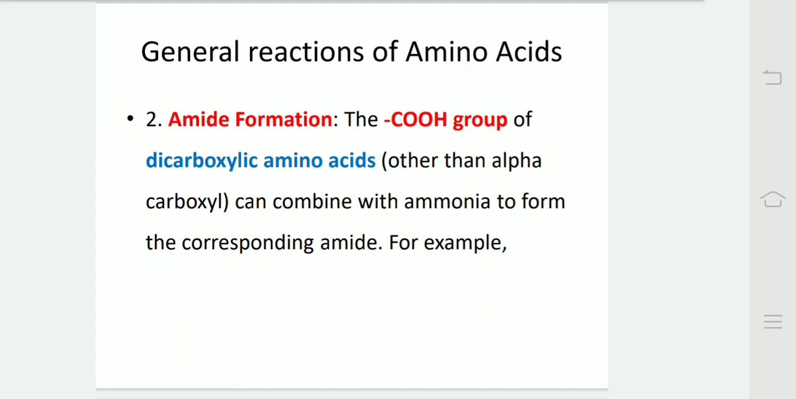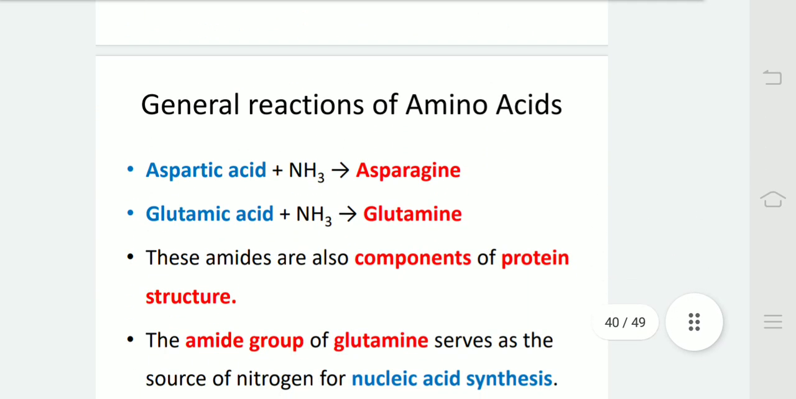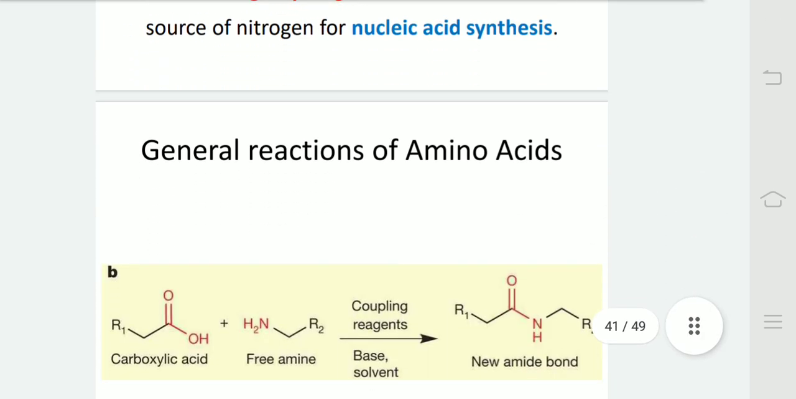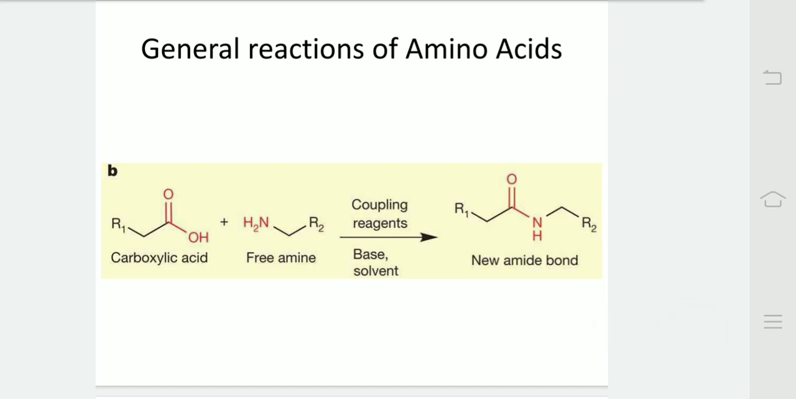Second is amide formation. The COOH group of dicarboxylic amino acids, that is other than the alpha carboxyl, can combine with ammonia to form the corresponding amide. For example, aspartic acid plus ammonia forms asparagine, or glutamic acid plus ammonia forms glutamine. These amides are also components of protein structure. The amide group of glutamine serves as the source of nitrogen for nucleic acid synthesis. In this diagram, we can see a free amine undergoing amide formation.